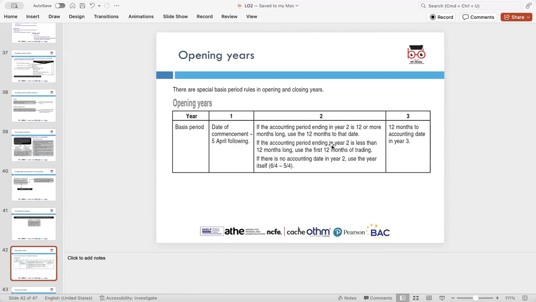In the opening year, the first year of operations, the basis period starts from the date that the business commences trading and ends on the 5th of April following that date. This is because the UK tax year runs from the 6th of April to the 5th of April the following year.